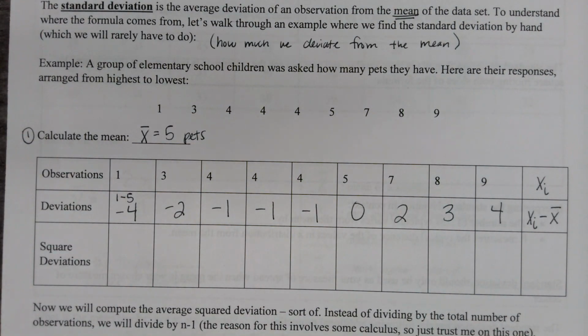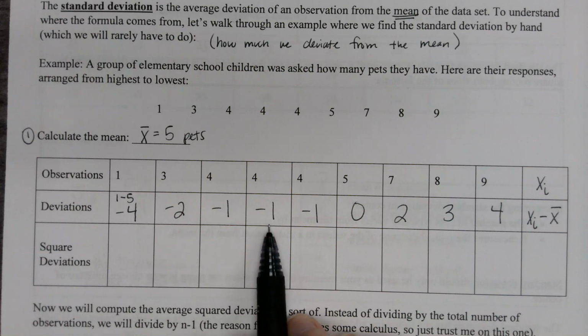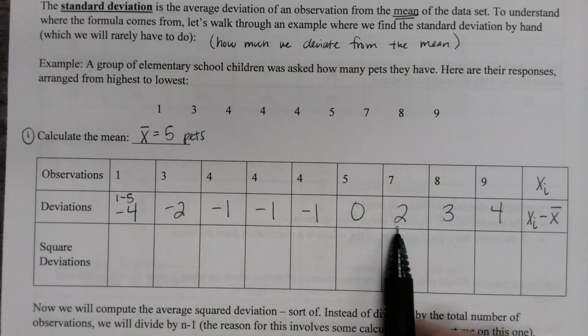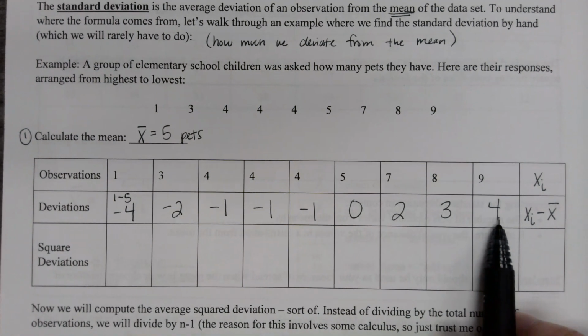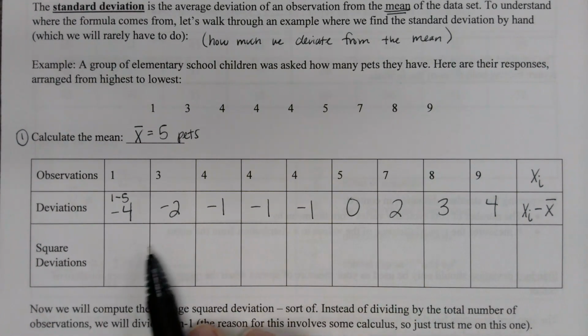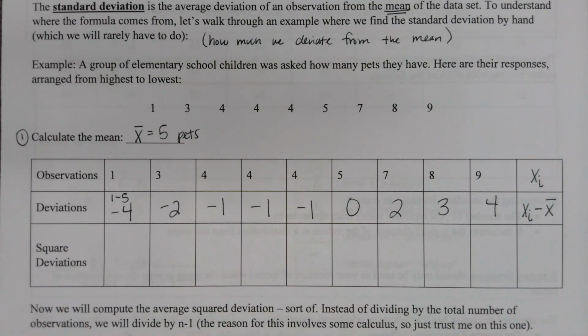Now, what's kind of cool about the mean is this is a property of the mean. If you add negative 4 plus negative 2 plus negative 1 plus negative 1 plus negative 1 plus 0 plus 2 plus 3 plus 4, you're going to get 0. Because we already calculated the mean, and that's a cool property of the mean: when you add all these deviations from the mean, you're going to get 0 every single time.